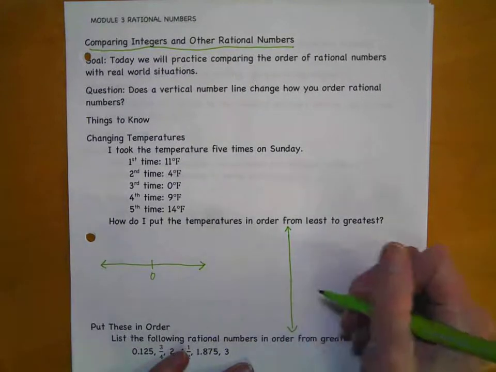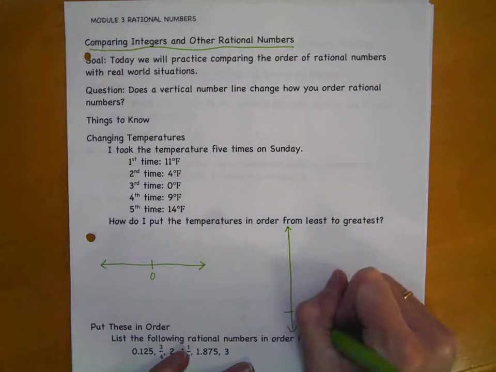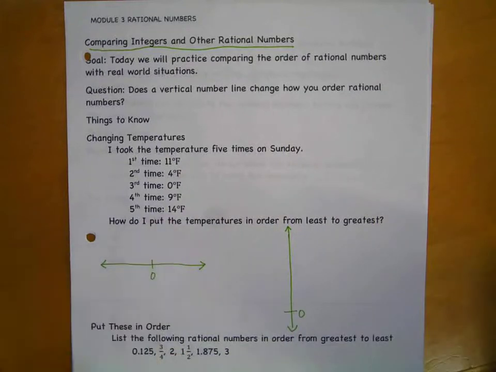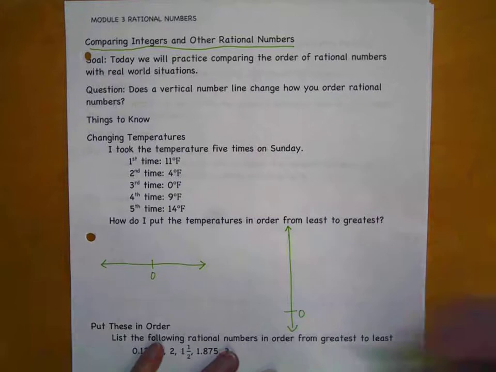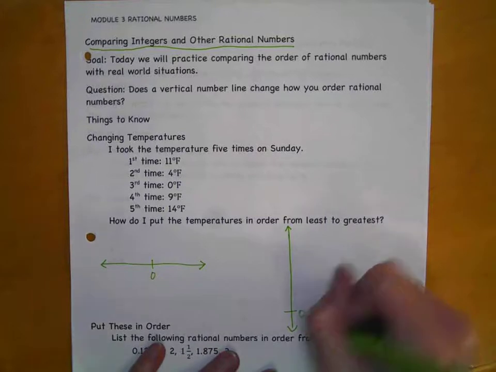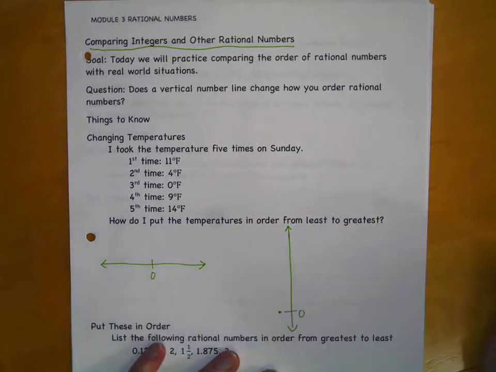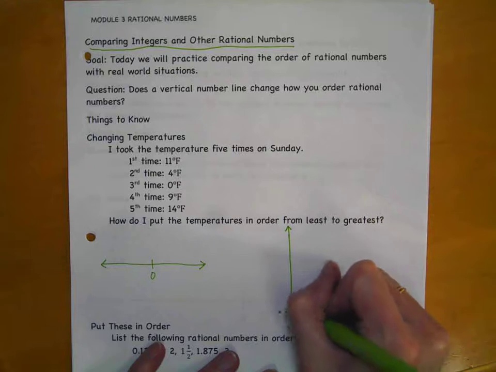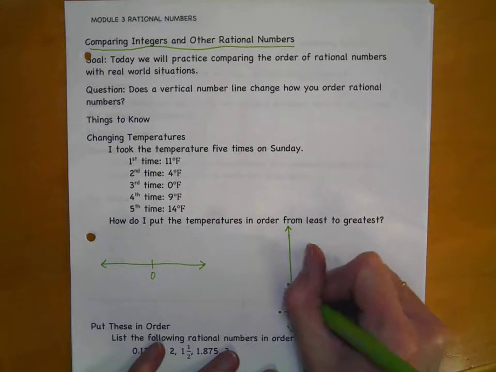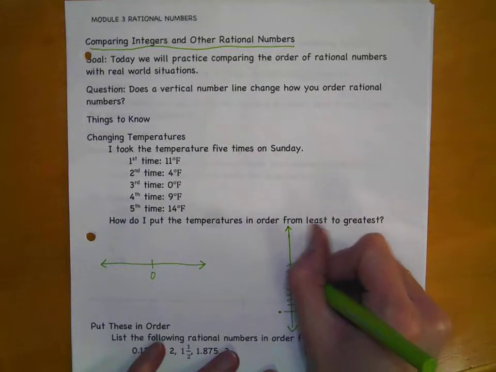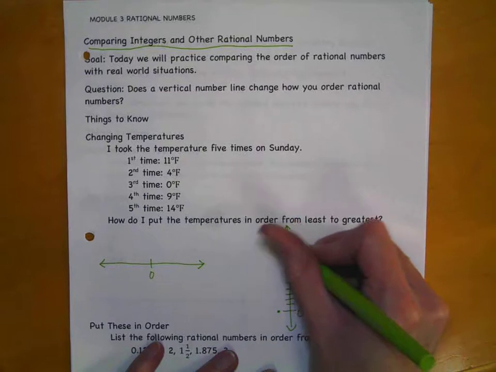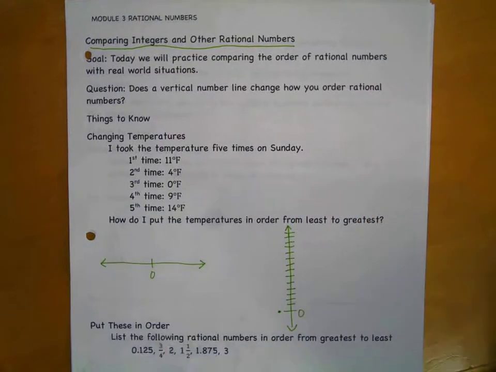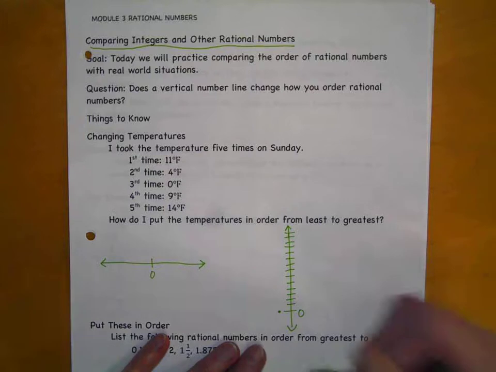So let's put 0 right here if we're going to order these values. It says from least to greatest. So 0 degrees Fahrenheit happens to be right here, right? And then I would have 1, 2, 3, 4, 5, 6, 7, 8, 9, 10, 11, 12, 13, 14. And then you just put in your places that are represented in order from least to greatest.